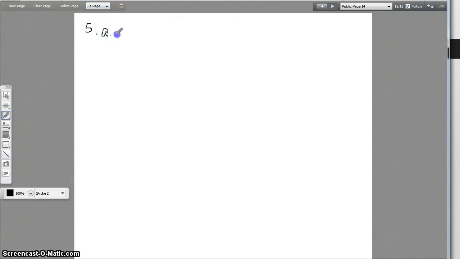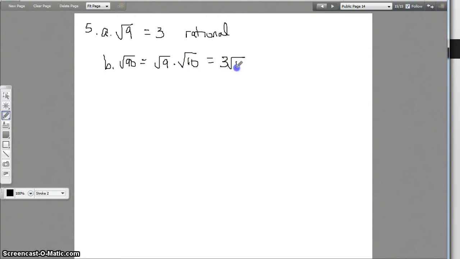So for part A, we have the square root of 9. Well, 9 is a square number. That's 3. So that means this is rational. For part B, we have the square root of 90. Well, that's the same as the square root of 9 times the square root of 10. So that's 3 times the square root of 10. 10 is an irrational number, so that is irrational.